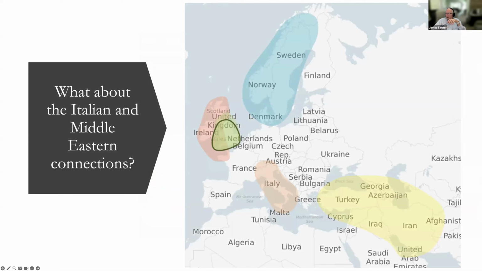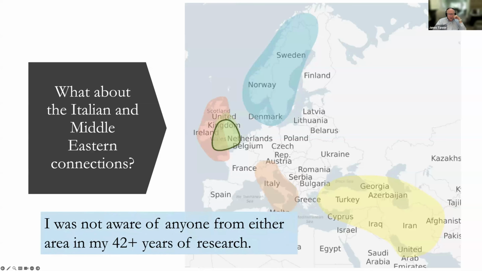Now, the Italian ethnicity. These two floaters out here are telling me that I have genetic relationships with people who are in Italy and also in those countries in yellow on the right-hand side. And I emphasize I'm not aware, in all the research I've done for the last 42 plus years, of anything that would show that I was related to somebody from Italy or from that area of the world. So who were these people?